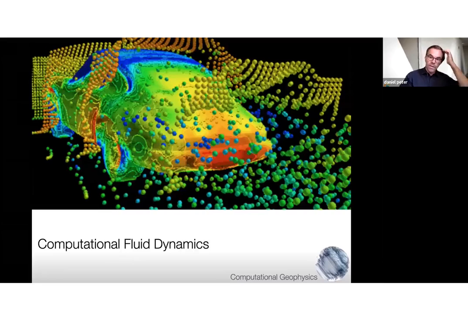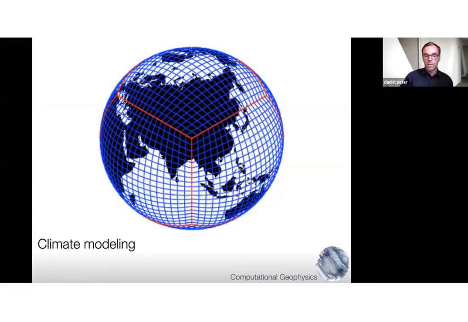Now, this is still in use nowadays. So if you want to calculate fluid flow around an object, maybe a car or a Formula One racing car, or parts of it, then the spectral element method, for example, can be used for that. It's also used, for example, in climate modeling.